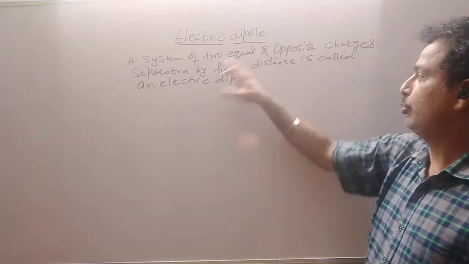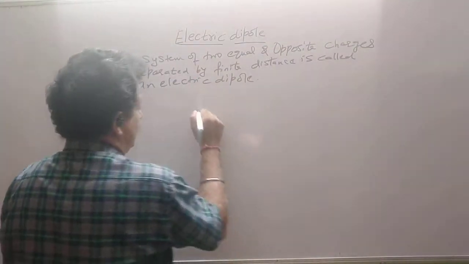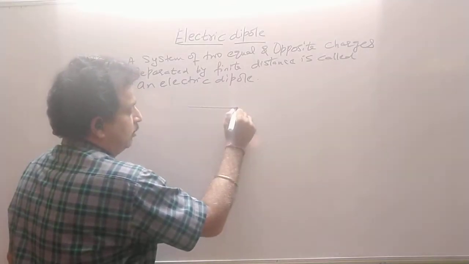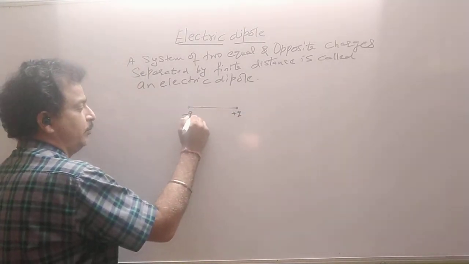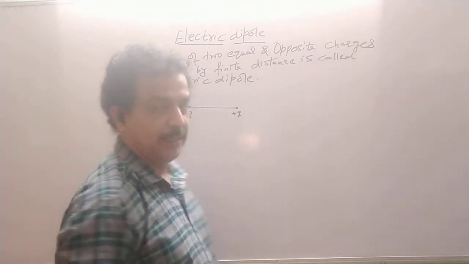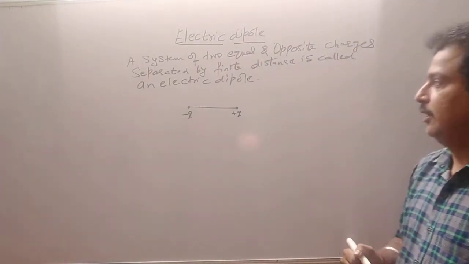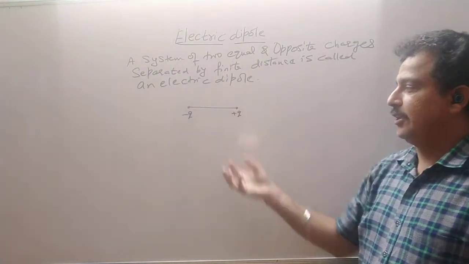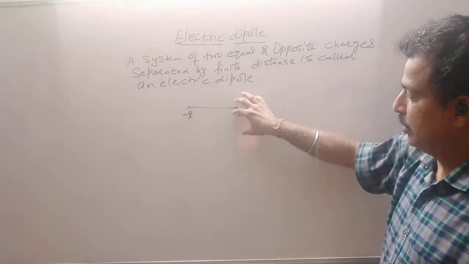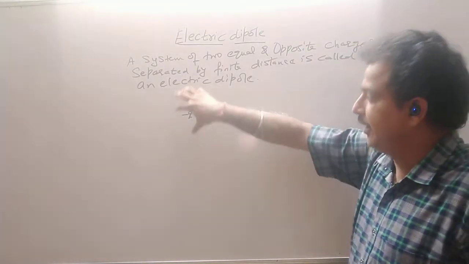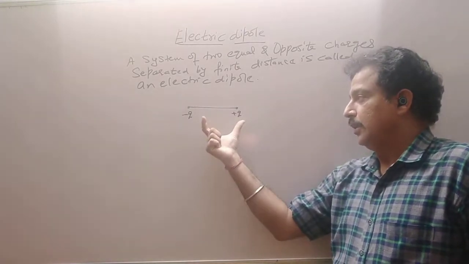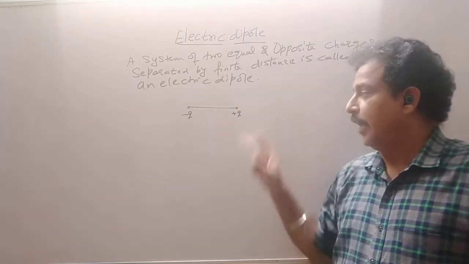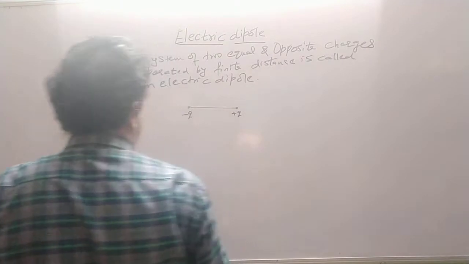Now a system of two equal and opposite charges means one charge is plus q, the other charge is minus q, and they are separated by a finite distance. So it is a system. It is not like an individual positive charge is kept here and another individual negative charge is kept here. They both form a system and they are separated by a finite distance.